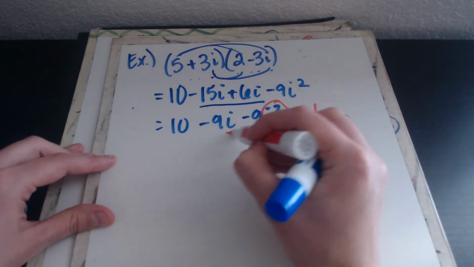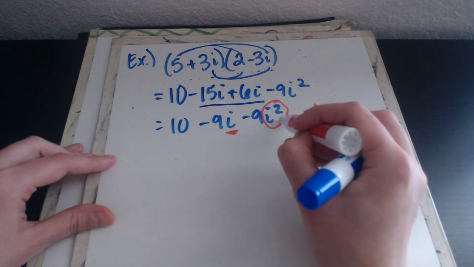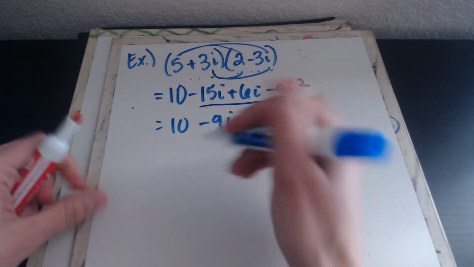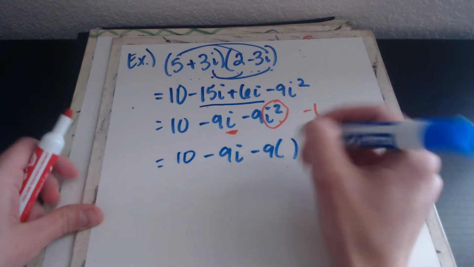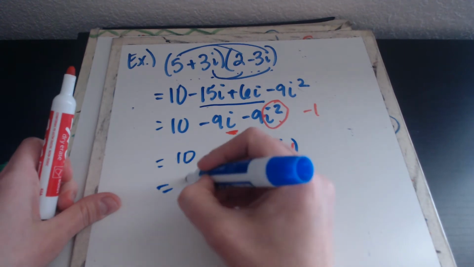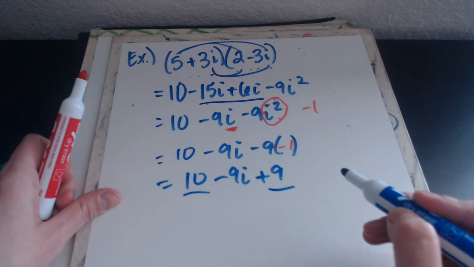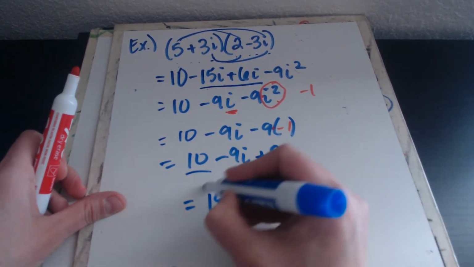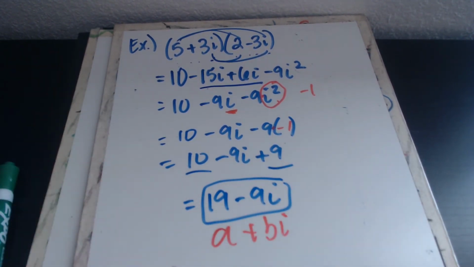You should never have a power of i greater than 1 in a problem. So having this i is fine, but if I have an i squared or an i cubed, something like that, it has to be simplified down. Okay, so we're going to plug in that negative 1. It's going to be 10 minus 9i minus 9 times negative 1. Remember, these are being multiplied, so this becomes 10 minus 9i plus 9. And now I have another real number, and that's going to combine with the 10 and give me 19 minus 9i. And that is my answer because it is in a plus bi form.